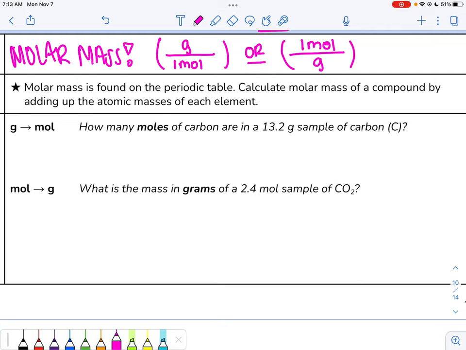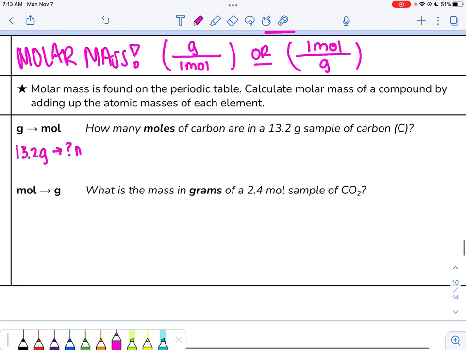Remember, when we're doing stoichiometry, the first thing we want to do is identify our question. How many moles, that's our unknown, of carbon are in a 13.2 gram sample? So we know that we have 13.2 grams. This is our known quantity. And we want to figure out how many moles is this 13.2 gram quantity. So always start by setting up your question. Now we're ready to do some dimensional analysis.